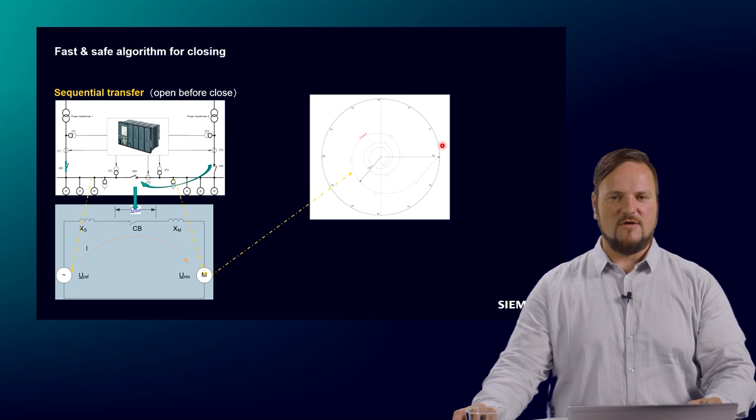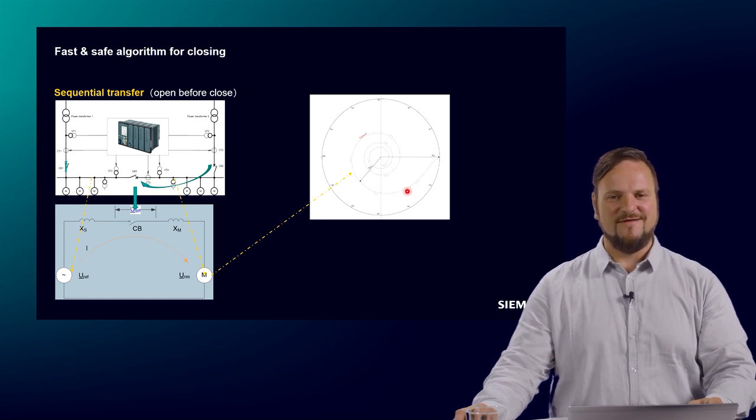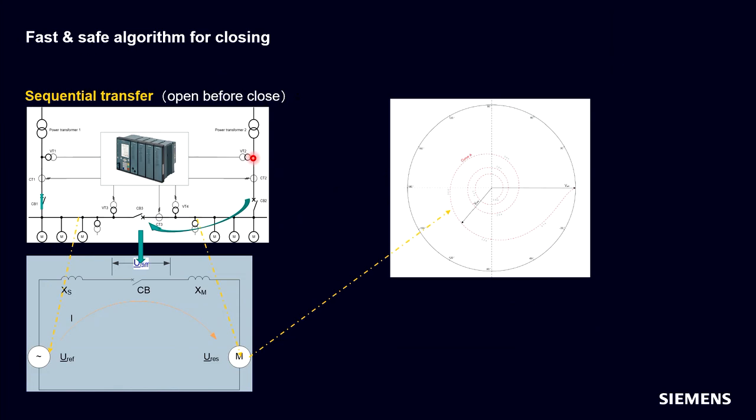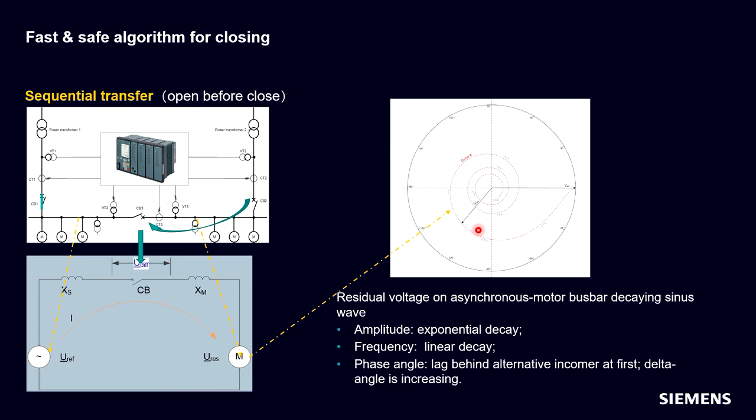So, how does it look like? I like this diagram very well, because here we see the reference voltage. This is the voltage which we are measuring here, and we see here the residual voltage of the motor bus. Over time, the residual voltage becomes smaller and smaller, and also the phase angle gets bigger and bigger, and the frequency is going down. So this needs to be distinguished by the algorithm for the sequential transfer.